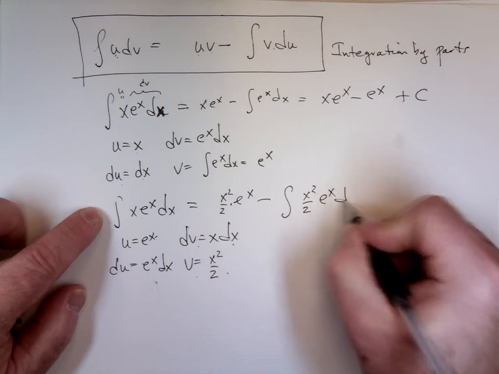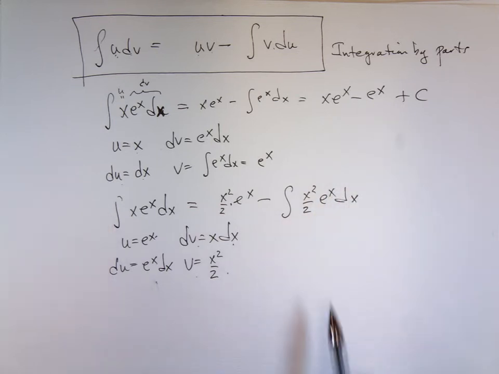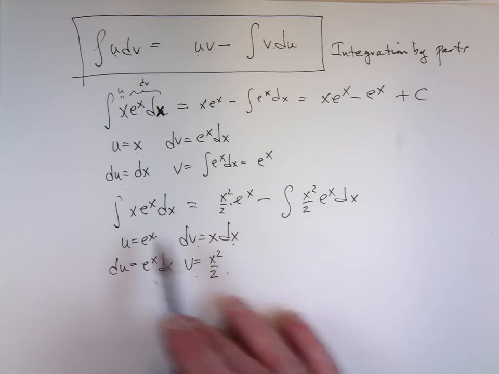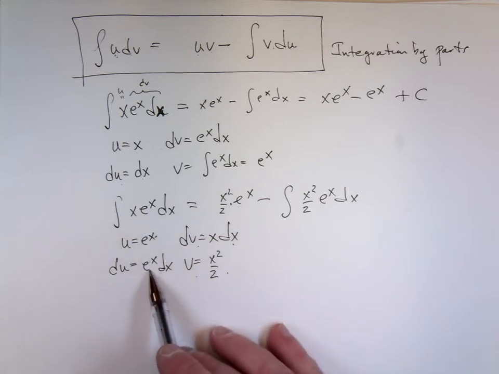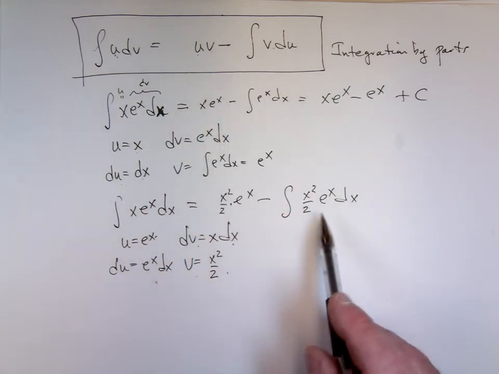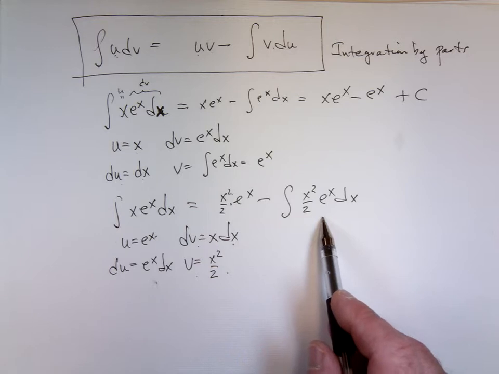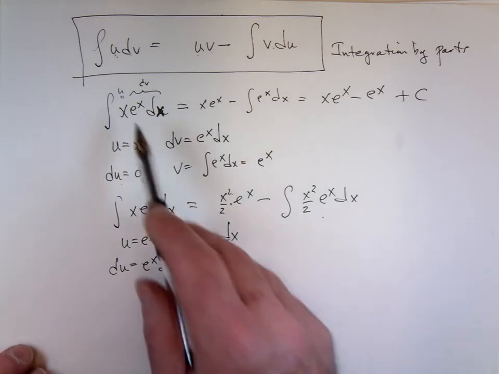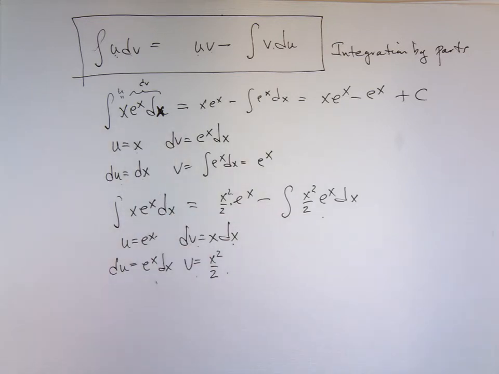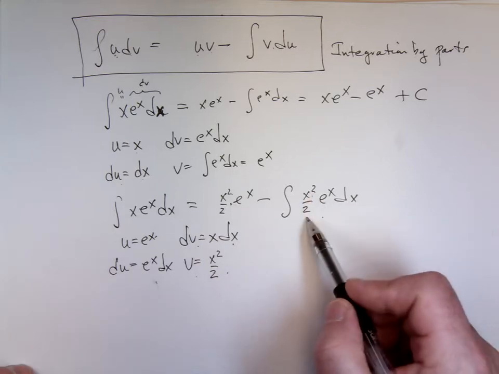Whoa, what happened? By making that assignment and making the substitution, we end up with an integral more complicated than what we started with. A sure sign that you didn't do it correctly, okay? If you end up with an integral more complicated than what you started with, and we have an x squared over 2 now, it is more complicated. Go ahead.